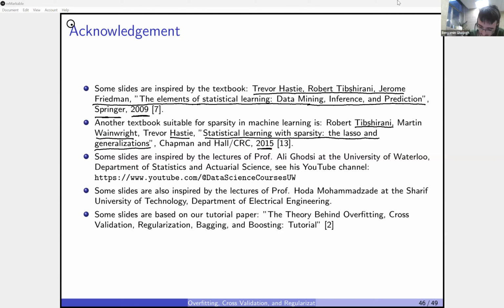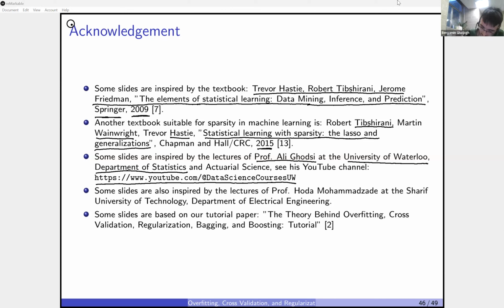Some slides are inspired by the lectures of Professor Ali Ghodsi at the University of Waterloo, Department of Statistics. See his YouTube channel. His YouTube channel is very good. I believe many of these were taught by Professor Ali Ghodsi too, but the part where we used Shor for justifying overfitting, those explanations were proposed by Ali Ghodsi. I haven't seen it anywhere else. So Professor Ali Ghodsi, for the first time, proposed that in his lectures available on YouTube.